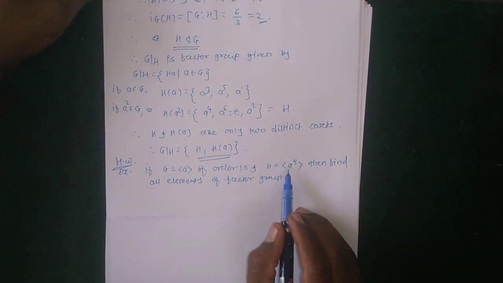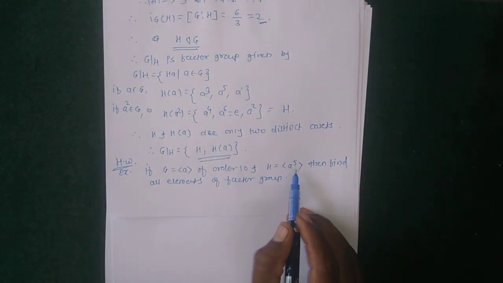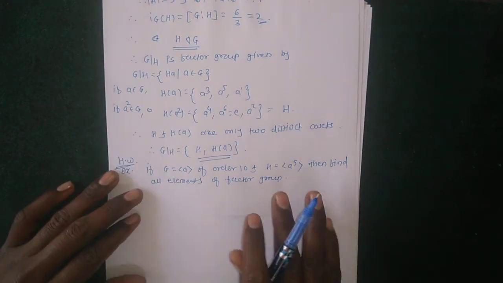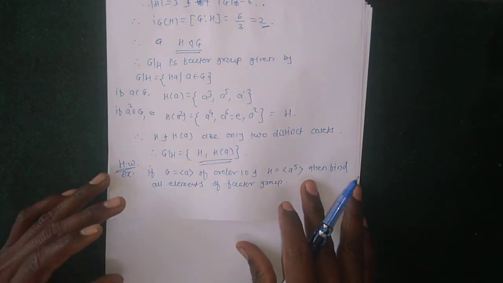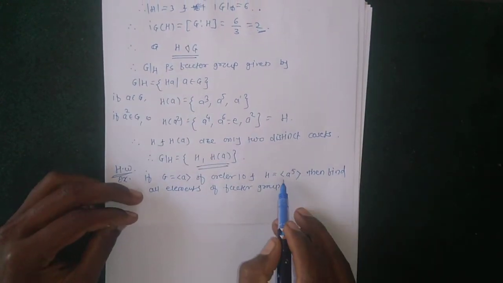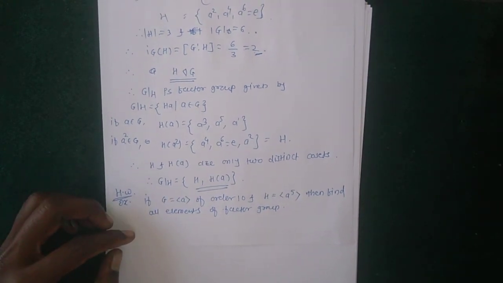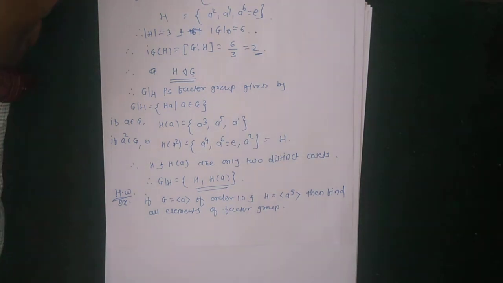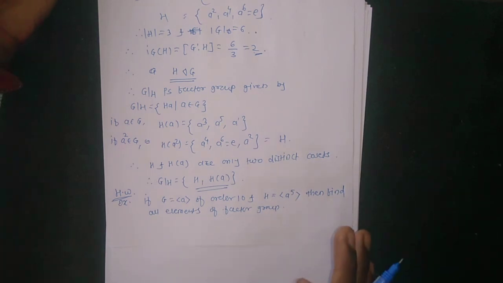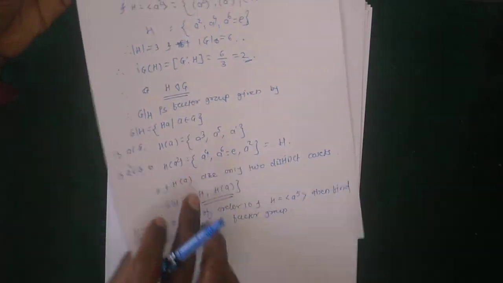Here the order of H, which is generated by A raised to 5, is 2, okay. The order of H is equal to 2 and the order of G is equal to 10. Then here H is a normal subgroup, so to find the factor group we find the left and right cosets for each element, and we get the factor group, okay.